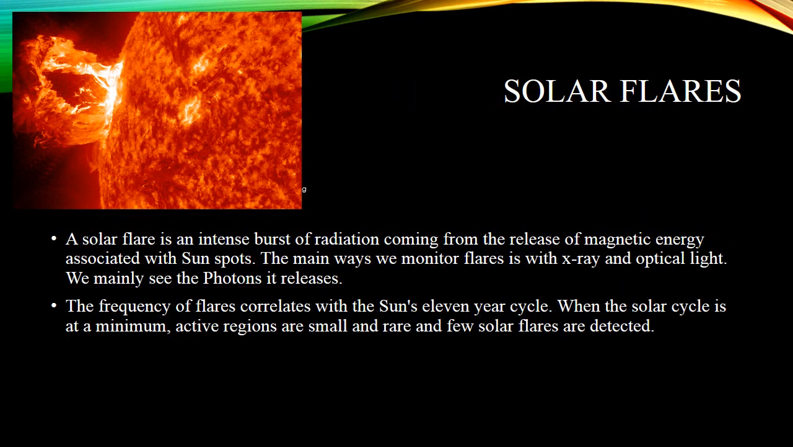Solar flares. A solar flare is an intense burst of radiation coming from the release of magnetic energy associated with sunspots. The main ways we monitor flares is with X-ray and optical light. We mainly see the photons it releases. The frequency of flares correlates with the sun's 11-year cycle. When the solar cycle is at a minimum, active regions are small and rare, and few solar flares are detected, whereas at the higher point of the 11-year cycle, there are more likely to be more solar flares.